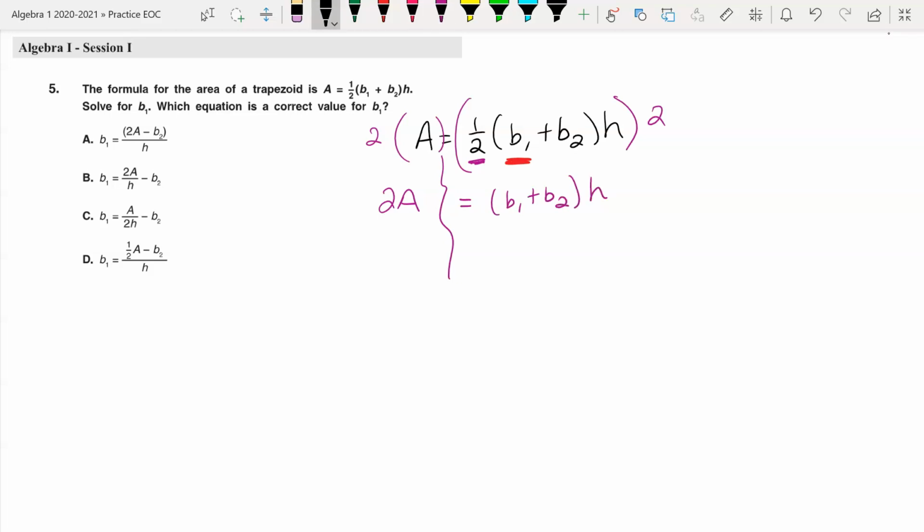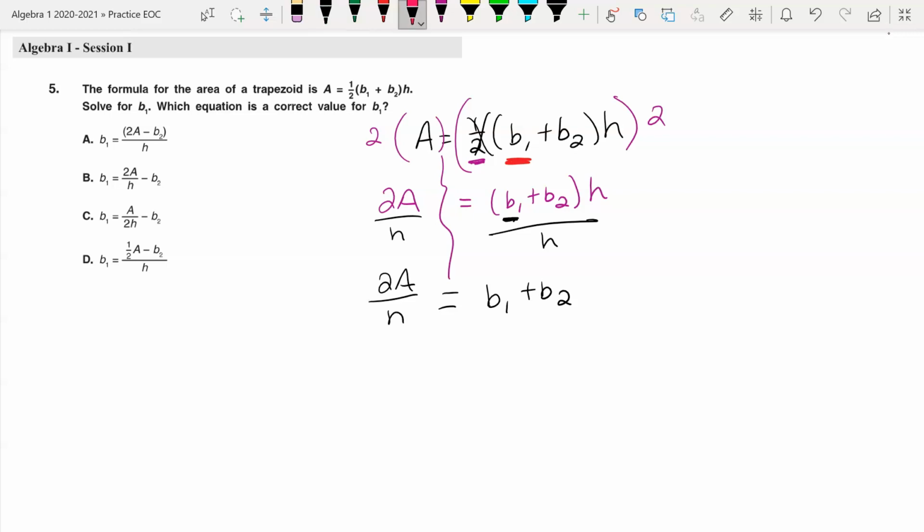But the 1/2 and the 2 are going to cancel each other out because they're going to make 1. Now again, I'm still trying to get base 1 by itself. So right now I'm taking base 1 plus base 2 times h. So I've got to get rid of that h first. So I'm going to divide both sides by h. So I get 2a over h equals base 1 plus base 2.